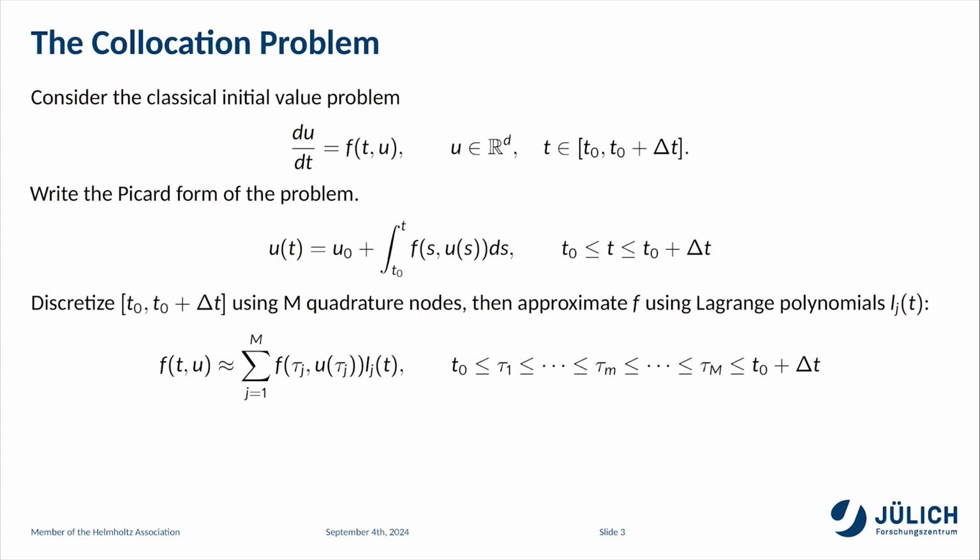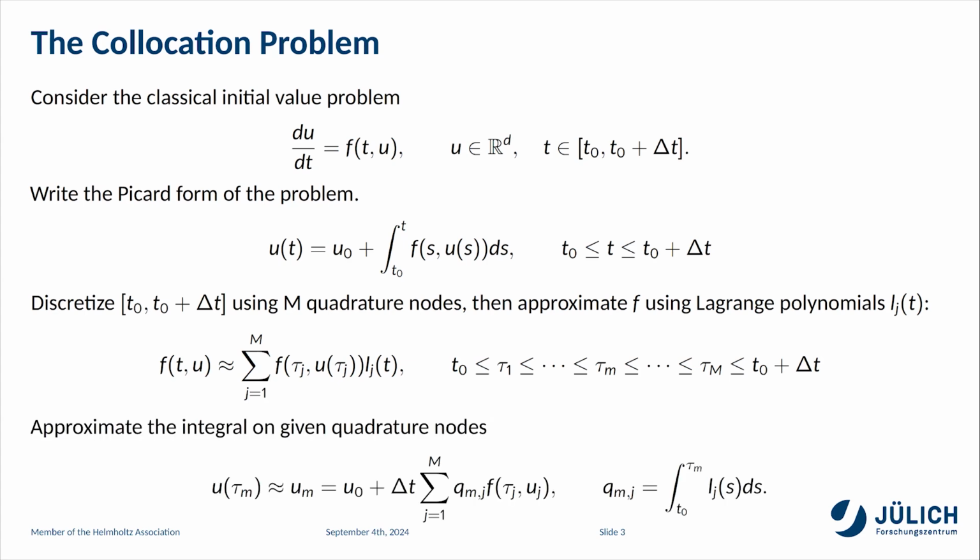Then we can approximate our function f using the Lagrangian polynomials. Since we have this approximation, we can approximate our Picard form. The integral can be approximated like this, and then we have the solution at each node m, where this is the initial solution brought forward from the last time step, and the q_mj are the weights of the method, defined by the integrals of the Lagrangian polynomials.